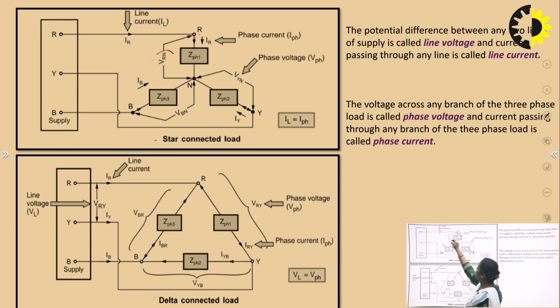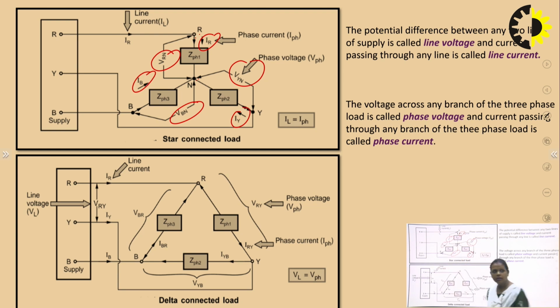So here we can see that this VRN, VYN and VBN, these are nothing but the phase voltage, and the current passing through any branch of this three-phase load is called phase current. So whatever the current is passing through this IR, or you can see IY, IB, all these are phase current. Similarly in delta also you can see that this current is this IRY, this IBR and this IYB, all these are phase current, right? So now what is the relation between these line values and phase values?